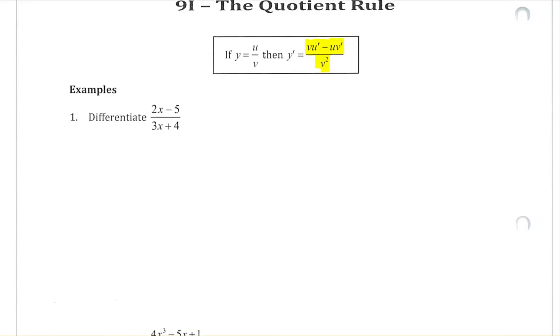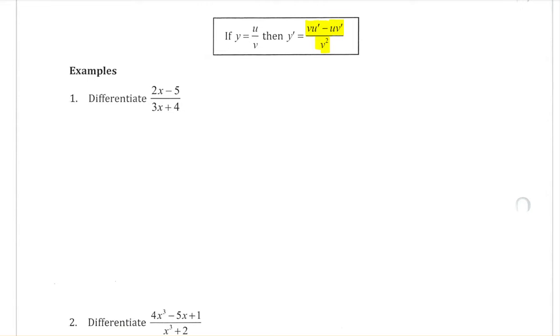To set out the question, we're going to do it very similarly. The U must be what's on the top. Okay, before for product rule, it didn't really matter which one was U, which one was V. But for quotient rule, U is the top and V is the bottom. Did I say product? Quotient rule. So U is the 2x minus 5, and the V is the 3x plus 4.